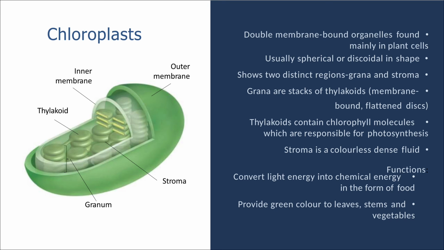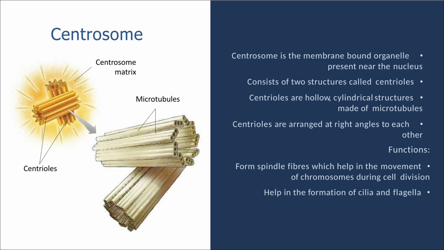Chloroplasts. They are double membrane-bound organelles found mainly in plant cells. They are usually spherical or discoidal in shape. They show two distinct regions, grana and stroma. Grana are stacks of thylakoids. Thylakoids contain chlorophyll molecules which are responsible for photosynthesis. Stroma is a colorless dense fluid. Functions. They convert light energy into chemical energy in the form of food and provide a green color to leaves, stems, and vegetables.